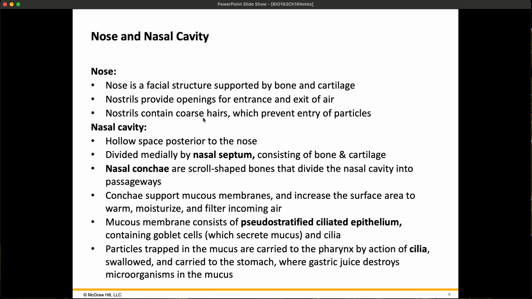And this is that first kind of filtering system, so that way as you go to breathe in, stuff can get caught in there, it can get trapped in your mucous membranes, so that way it does not enter any other part of your respiratory tract.